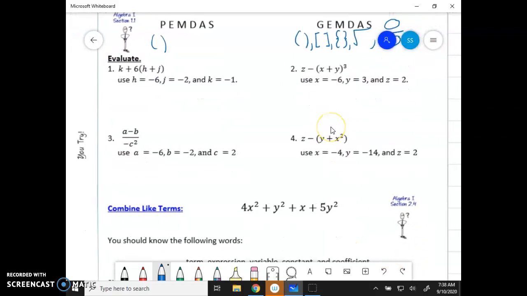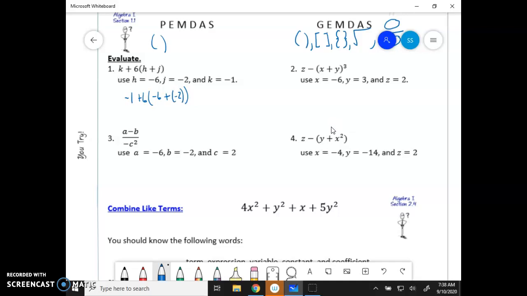So evaluating. All we have to do here is just substitute out the numbers for the letters and just go. So what do we got? K is equal to -1 plus 6. H is equal to -6 plus -2. I'm going to put that in parentheses because I don't like to put just back-to-back symbols like that.